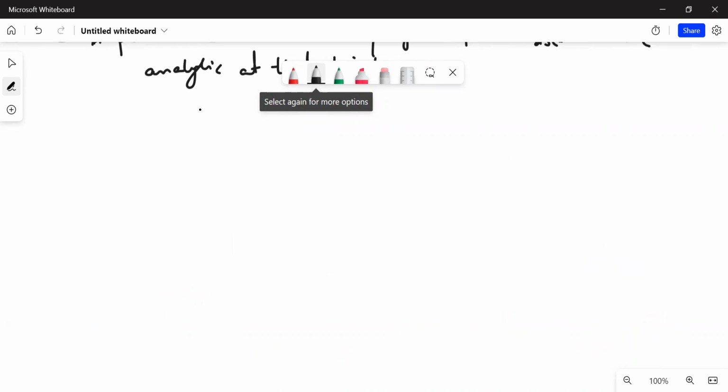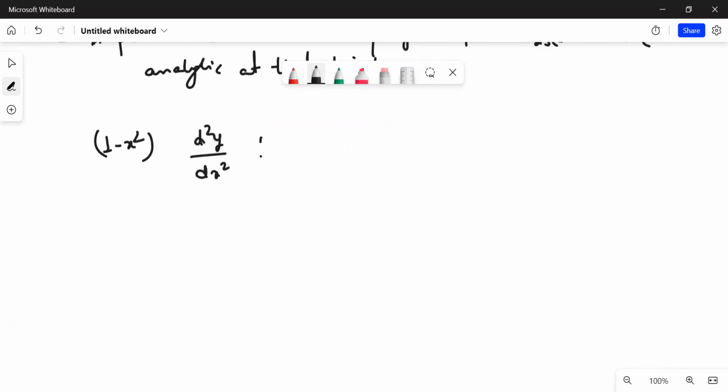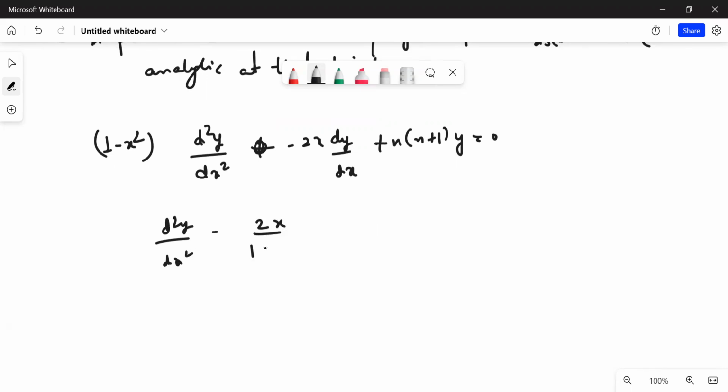And if one asks where you think your solution would diverge, your solution would diverge at x equal to plus minus 1. Clearly, for example, if I have Legendre's differential equation, that is 1 minus x squared d2y upon dx2 minus 2x dy upon dx, plus n into n plus 1 y equal to 0, and if I divide this by 1 minus x square, clearly my solutions would diverge because at x equal to plus minus 1 this is not defined. So my solutions would diverge at x equal to plus minus 1.